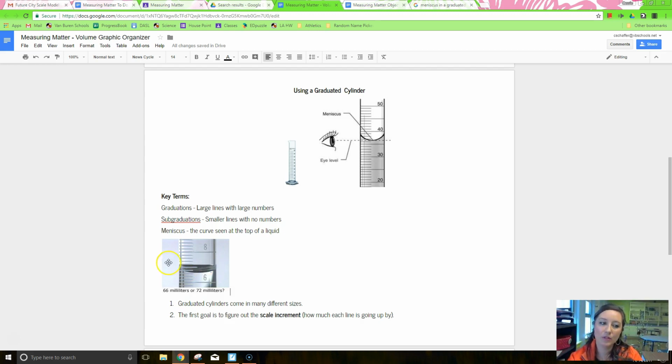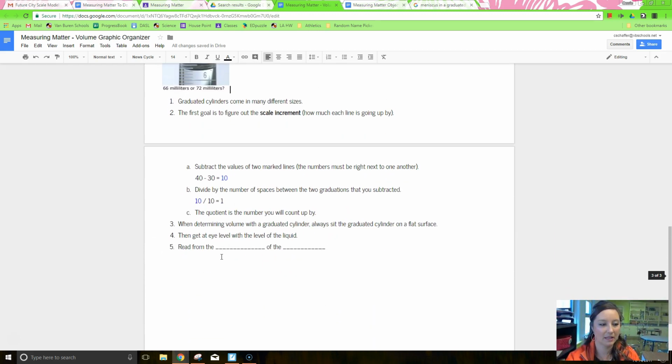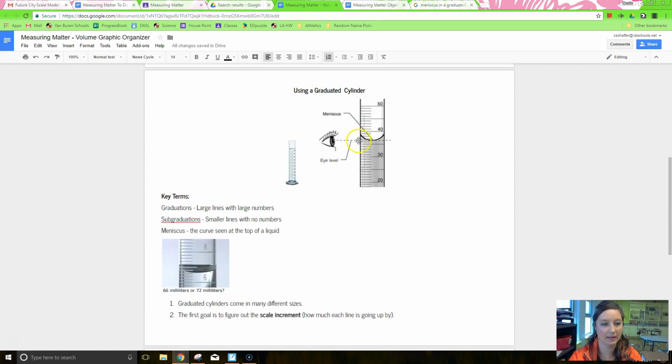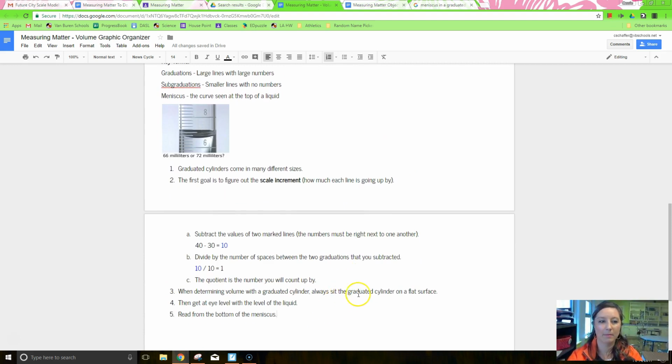What's happening is the molecules of the water actually get attracted to the sides of the graduated cylinder, and so it pulls the water a little bit and makes it kind of curve up. So that curve we call is the meniscus. And we always want to read our measurements from the bottom of the meniscus. So we're reading from this bottom part here. So if we were looking at the graduated cylinder, we know that this is coming up by 31, 32. So you're going to go to the bottom point there, which is actually at 32. And so that's how we would read from the bottom of the meniscus.